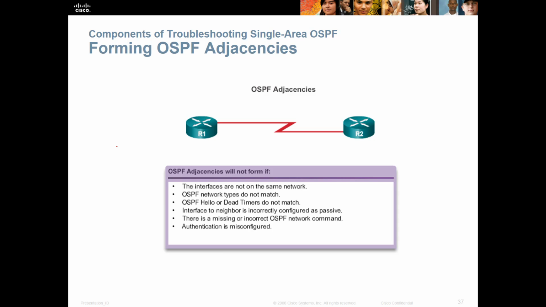OSPF adjacencies. Again, that's how we do our forming of our adjacencies with our neighbors. For simplicity, if the interfaces are not on the same network, that will cause the adjacency not to form. OSPF network types don't match. The hello or dead timers don't match. The interface or the neighbor is incorrectly configured or is passive. There's a missing or incorrect network statement, or authentication is misconfigured. Those are the key areas that will prevent adjacencies from forming.